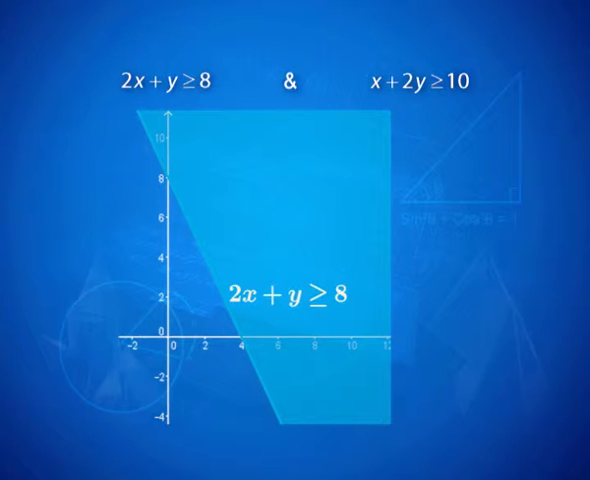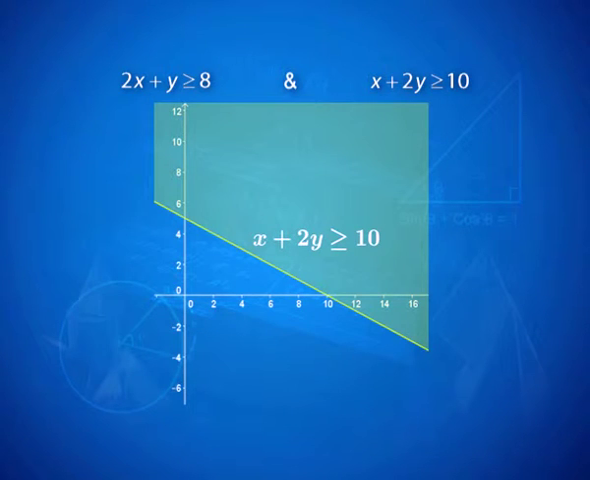0 greater than or equal to 8 is obviously false. So, we shade the portion which does not have the point (0, 0) and hence the upper right hand side part of the plane is shaded. The second inequality is x plus 2y greater than or equal to 10. We plot the line x plus 2y is equal to 10 and shade the upper part of the plane because this is our required answer.